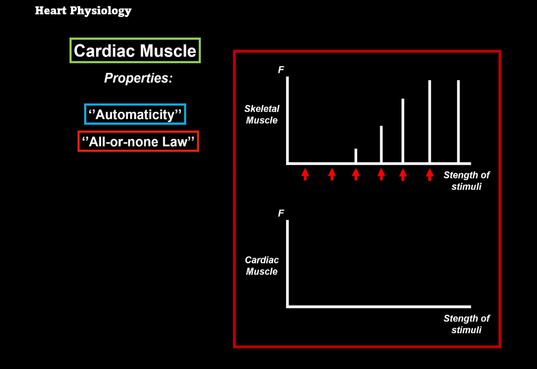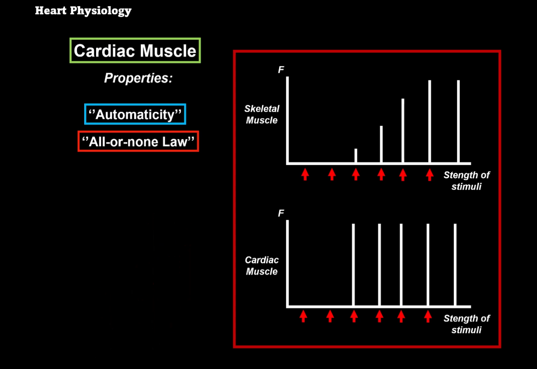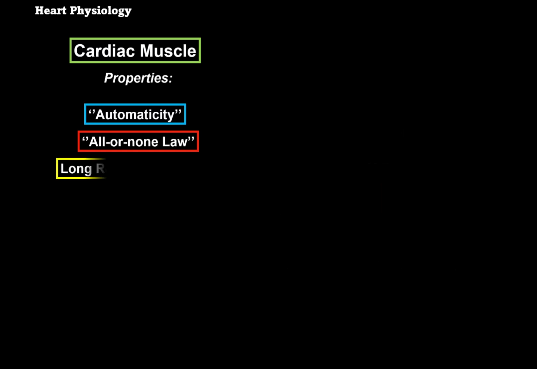In the heart, however, it won't respond to a subthreshold stimulus, but when it receives a threshold stimulus, it will give a full contraction all the time. And remember, this is primarily due to the electrical synapses between the cells, which makes the cells function as a syncytium. The third property of the cardiac muscle is the long refractory periods.